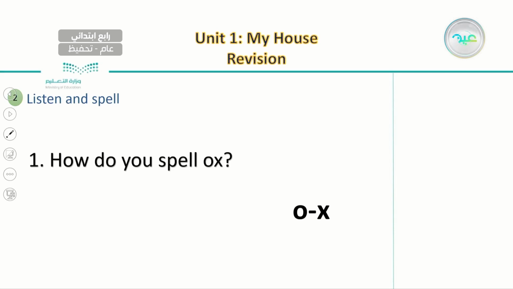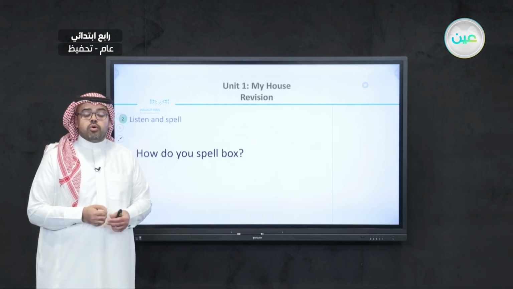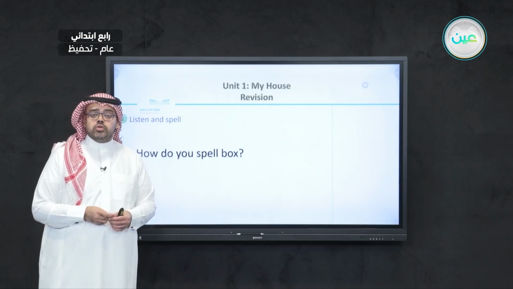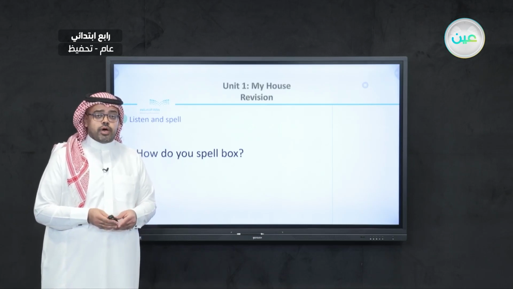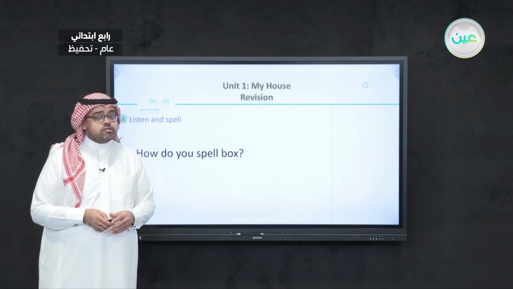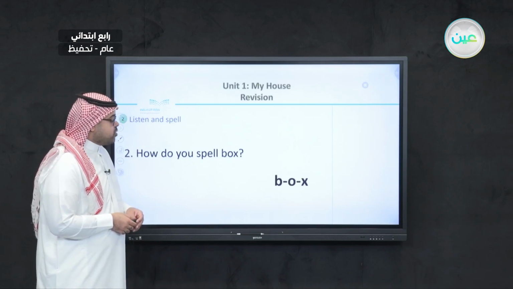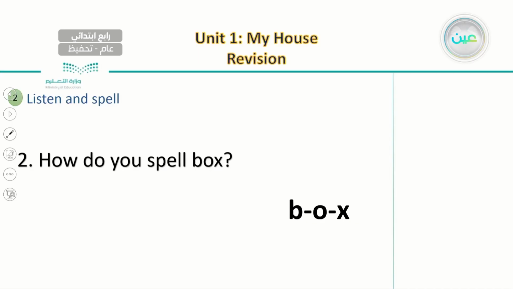Close your eyes one more time. So, tell me, how do you spell the word box? Imagine that you're going to write the word box and tell me, how do you spell it? Now you can open your eyes and see. This is how we spell the word box, which is B, O, and X. So now, number 3.